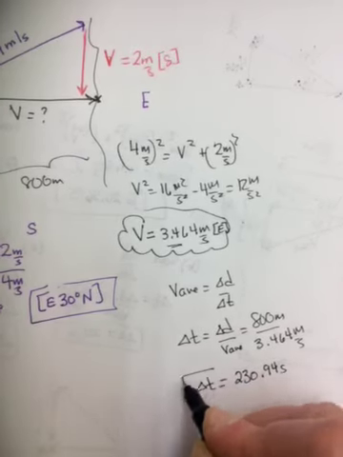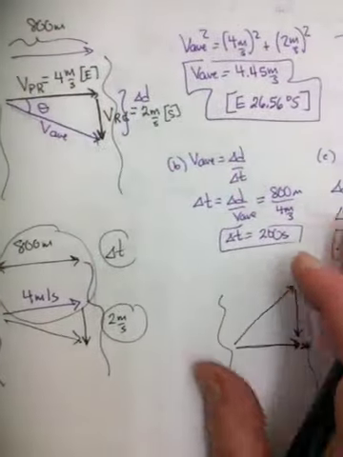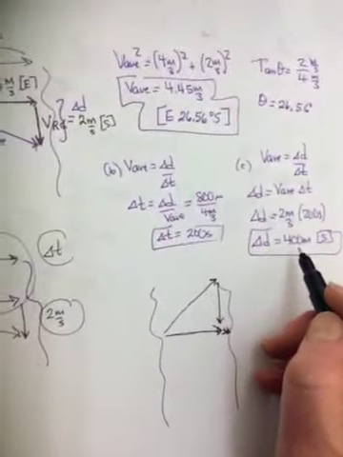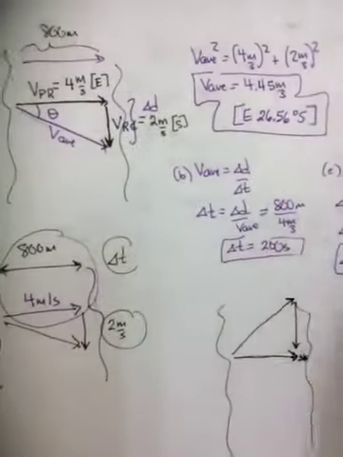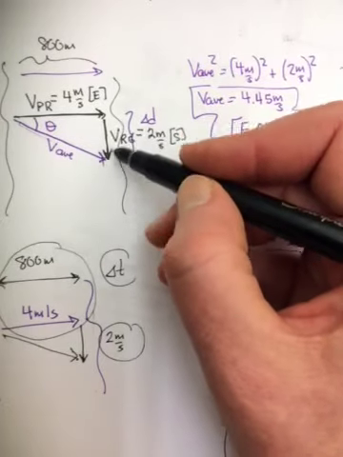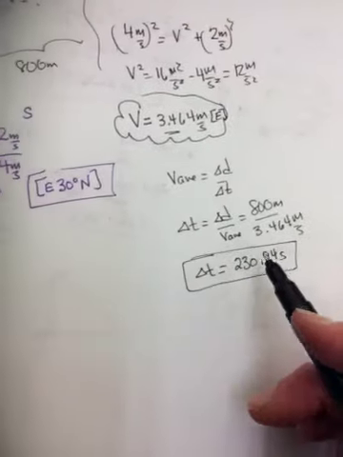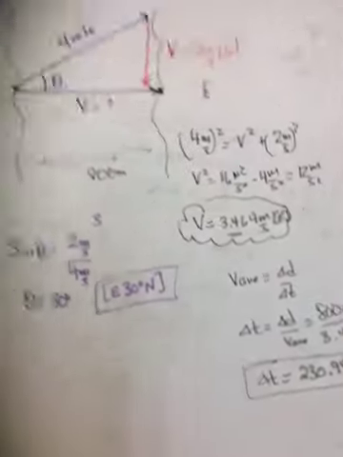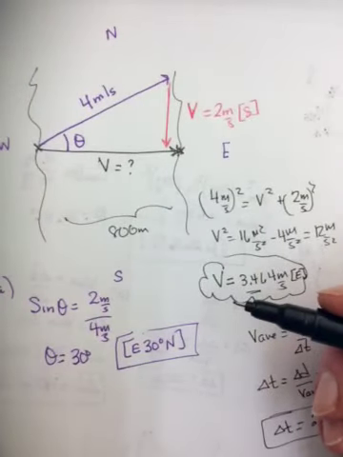This time, the time it takes us to go across is 230.94 seconds. So it actually takes us longer than it did in this example. In this example, it took us 200 seconds, okay? But then we ended up too far downstream and we'd have to go back. In this question, it takes us 30 seconds longer, but we're where we want to go. We don't have to then carry our stuff anywhere else.